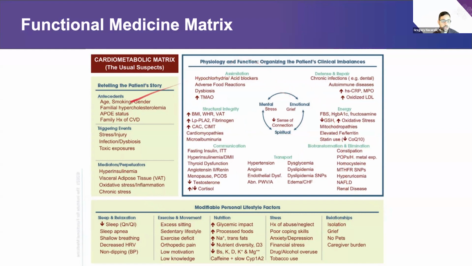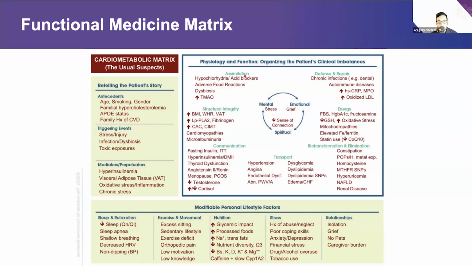So for example, for their antecedents, certain genders are associated with increased cardiometabolic risk, their ApoE status, so in terms of genetic inheritance, family history, cardiovascular disease, triggering events, so did they have an infection, did they have a toxin exposure? For mediators or perpetuators, do they have chronically elevated insulin? Do they have chronic oxidative stress and inflammation?